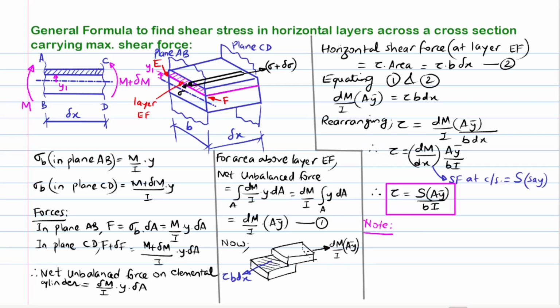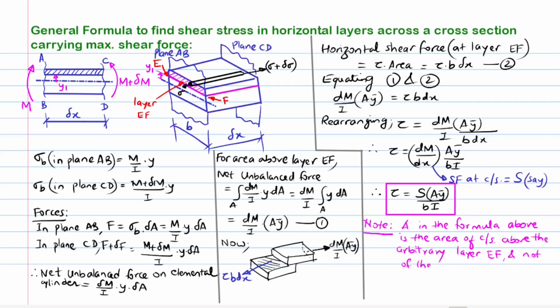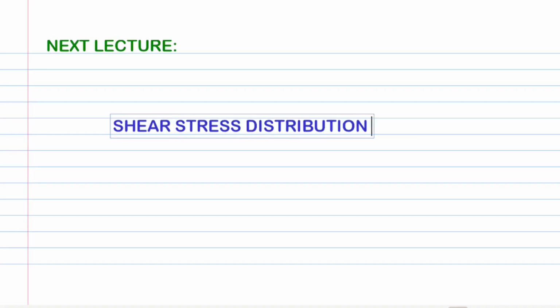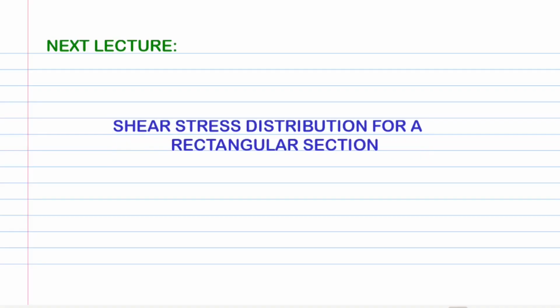Here, it is important to note that A is not the complete area of cross section of the beam, but instead it is the area of the cross section above the arbitrary layer EF. A y bar should be taken as a combined term defined as the moment of the area above the arbitrary layer with respect to the neutral axis. B is the actual width of the arbitrary layer, that is at the layer EF. In the next lecture, we shall use the general shear stress formula to calculate the shear stress at various horizontal layers and plot the shear stress distribution diagram for a rectangular section.